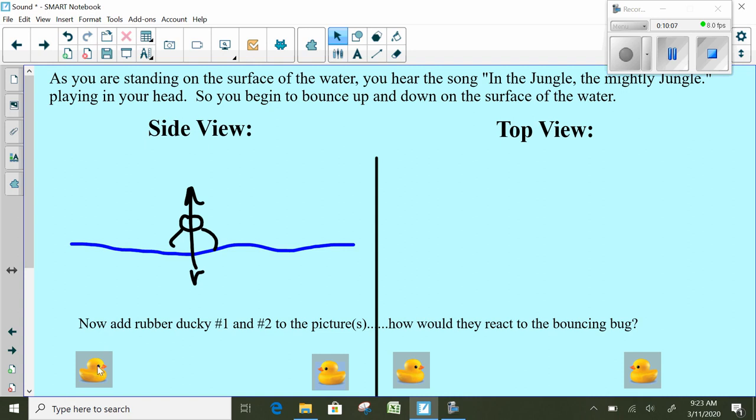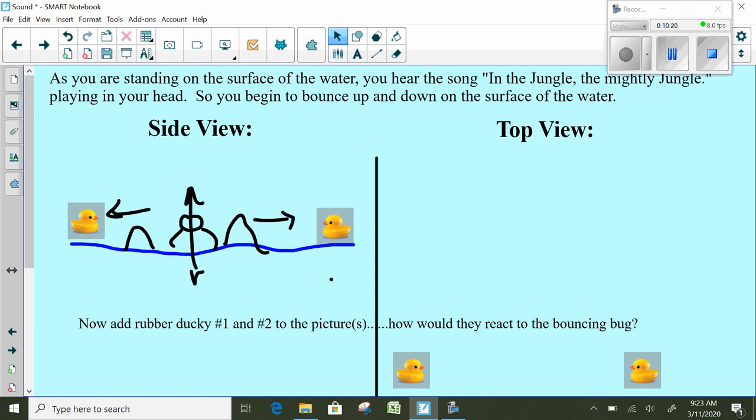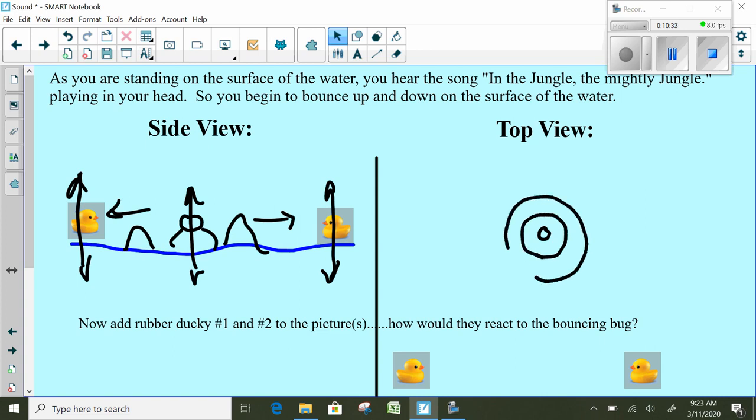So if I put rubber ducky over here, and I put rubber ducky over here, these two rubber duckies are going to see these waves propagate out on each side at the exact same speed. And rubber ducky is going to start oscillating up and down at the exact same frequency. From the top view, if I was standing above the bug and looking down, the bug bouncing up and down would make a bunch of ripples, kind of like dropping a rock into the pond.